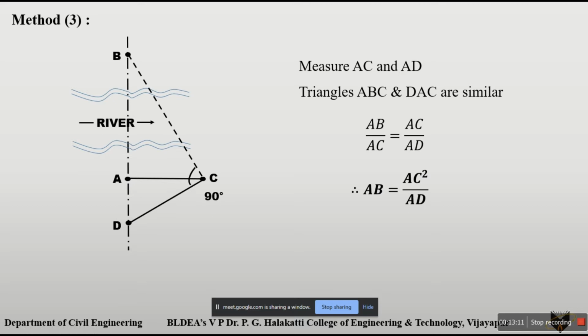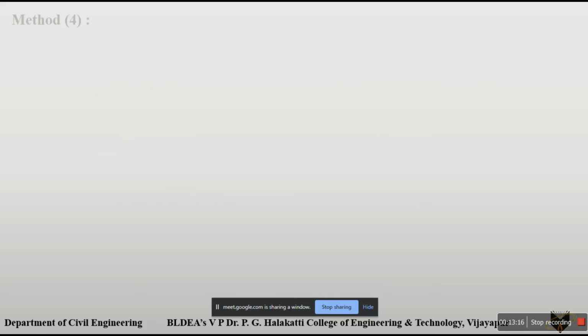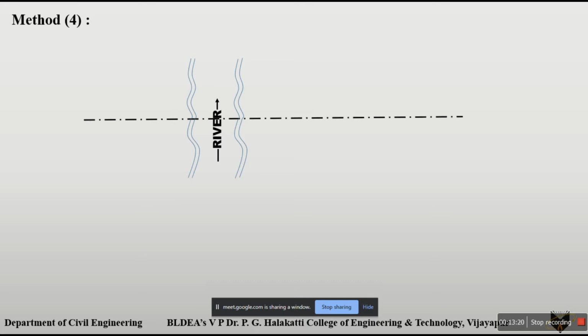This is the third method. Then the last method, method 4. So this is the river, this is our chain line. Again, you have to select the 2 points on either side of the river, that is A and B. Here you have to select any convenient point, that point is C. Then join the imaginary line B and C.